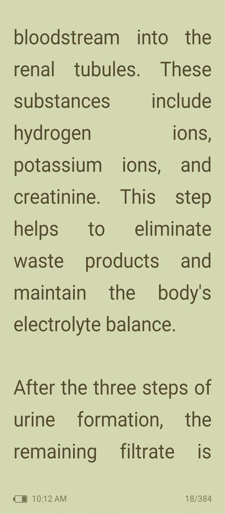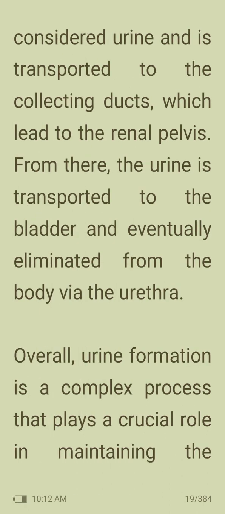After the three steps of urine formation, the remaining filtrate is considered urine and is transported to the collecting ducts, which lead to the renal pelvis. From there, the urine is transported to the bladder and eventually eliminated from the body via the urethra.